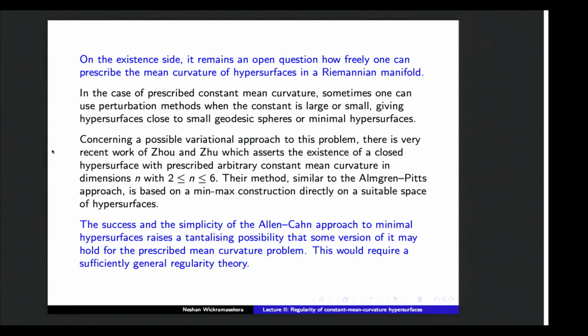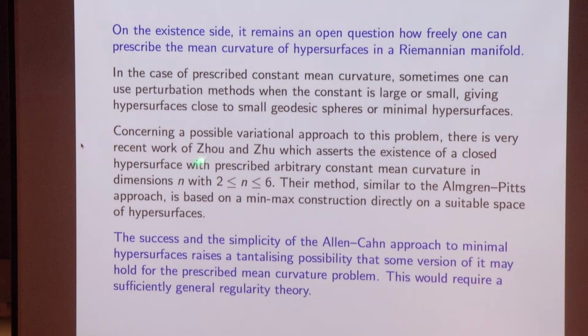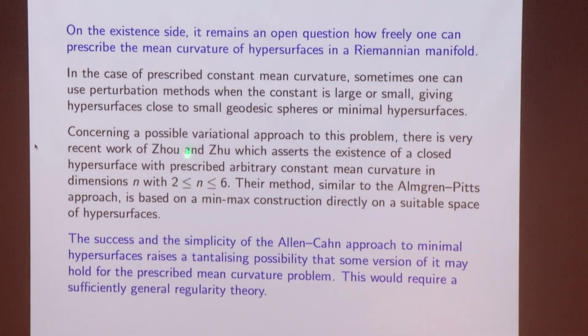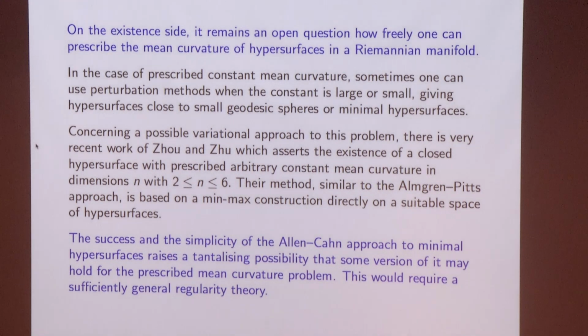non-variational methods. Now, recently there is a paper of Zhou and Zhu, which asserts the existence of a closed hypersurface with prescribed constant mean curvature in dimensions between 2 and 6. This work follows an Almgren-Pitts type construction, where you do a min-max process for a suitable functional directly on the space of hypersurfaces. There are quite a bit of technical challenges in carrying this out.